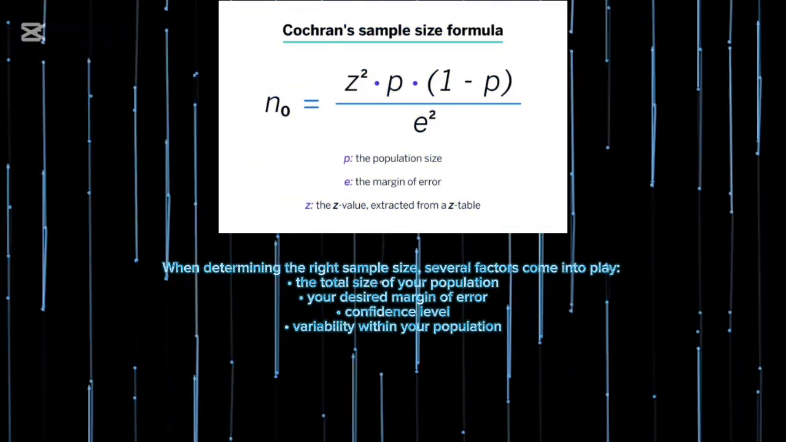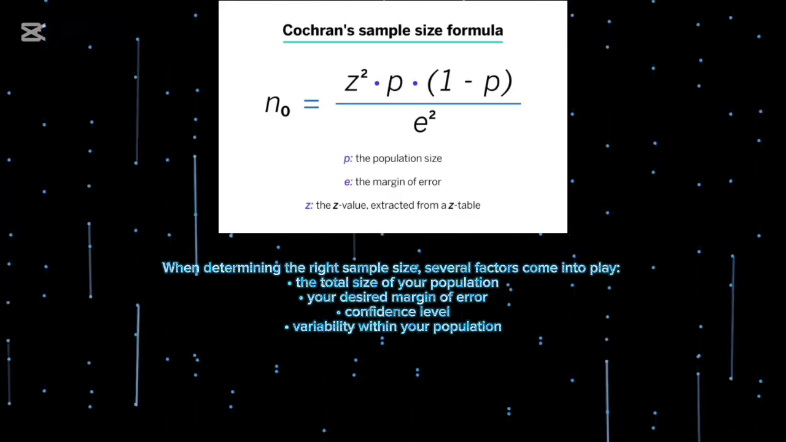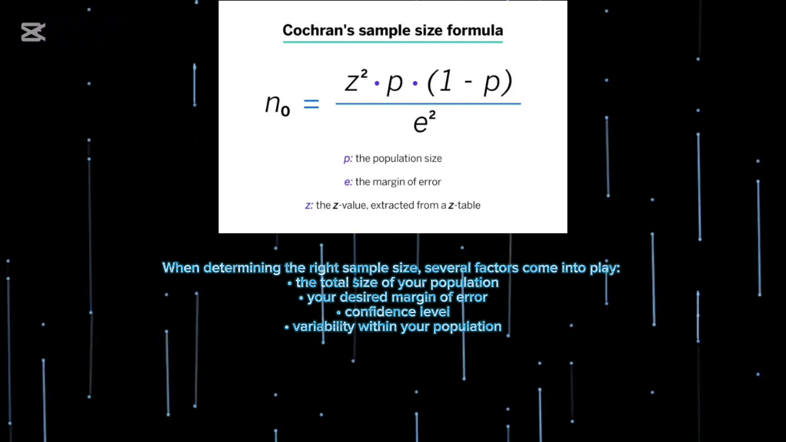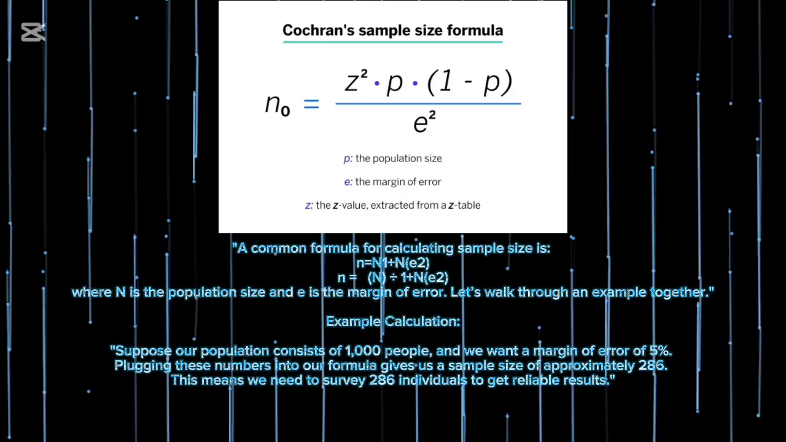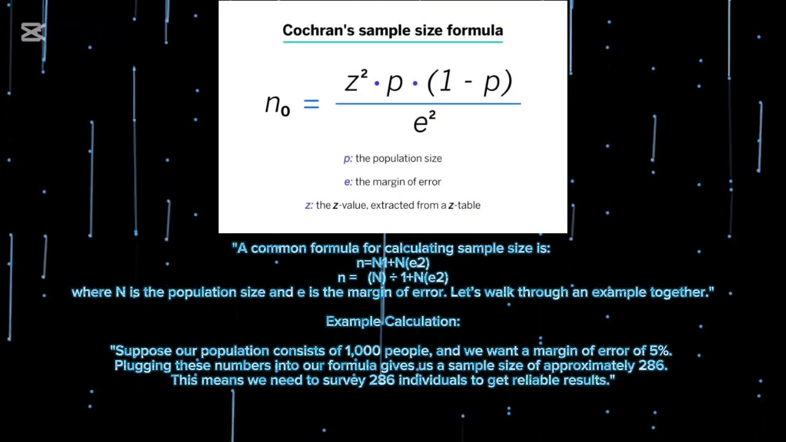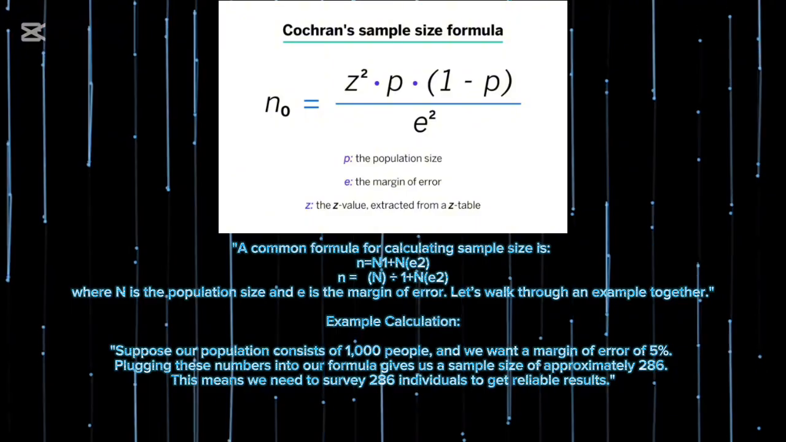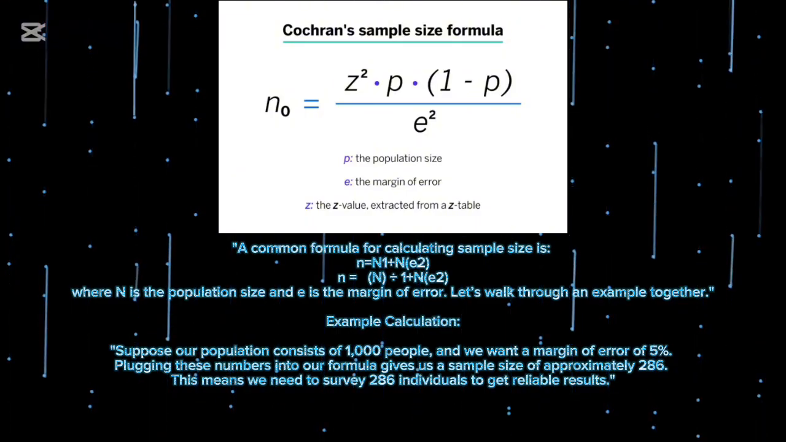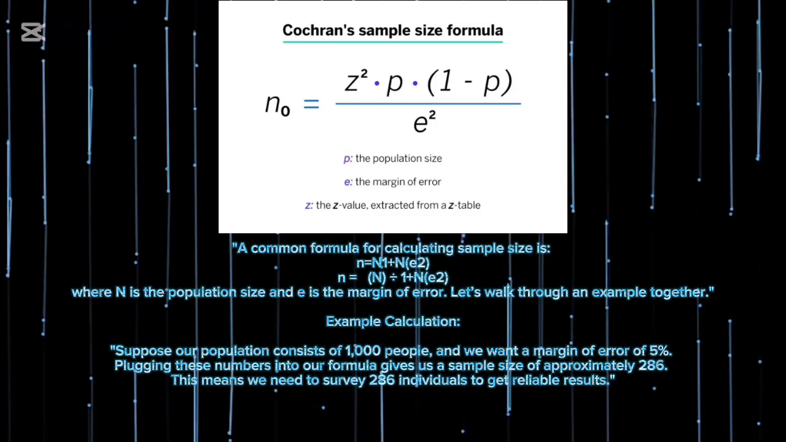When determining the right sample size, several factors come into play: the total size of your population, your desired margin of error, confidence level, and variability within your population. A common formula for calculating sample size is n = N / (1 + N e^2), where N is the population size and e is the margin of error. Let's walk through an example together.